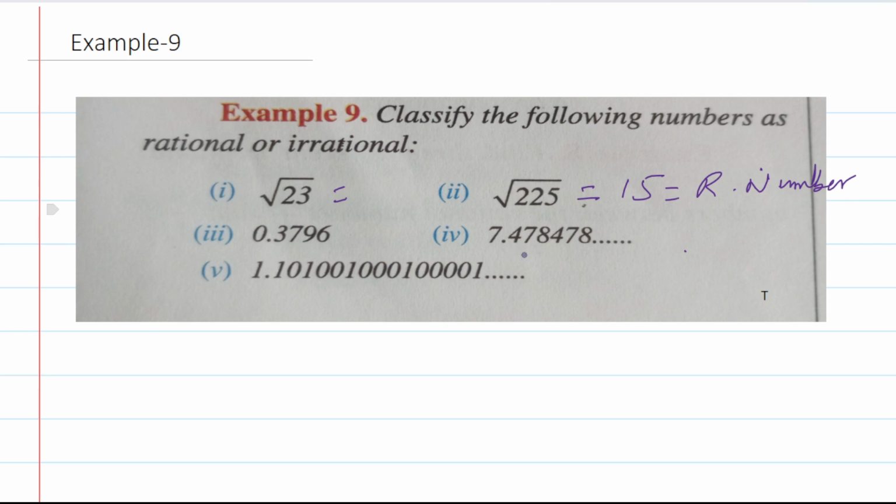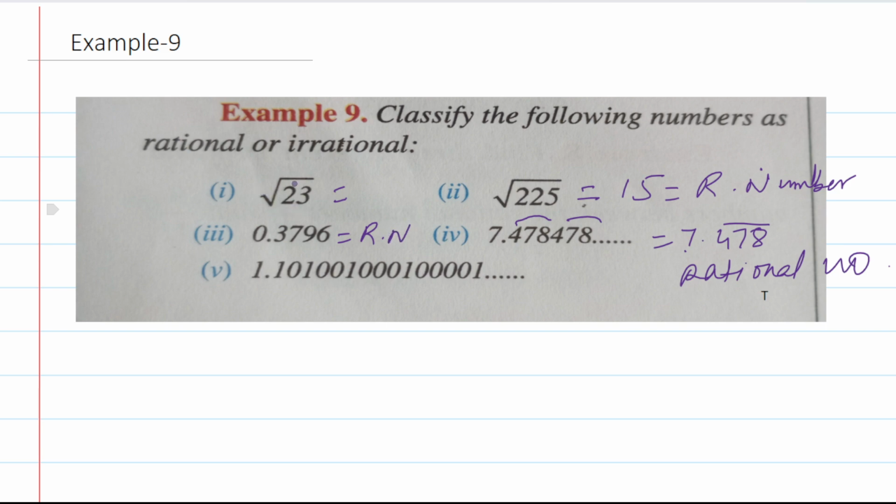This one, if you see properly, 478 is repeating. That means I can write 7.478 with a bar on top. This is repeating, so this is also a rational number. This is terminating. This is also a rational number.